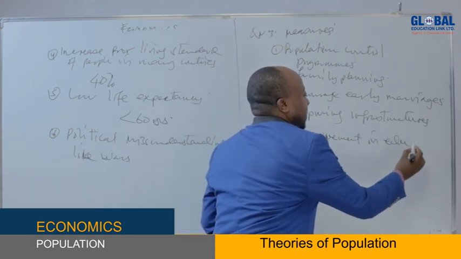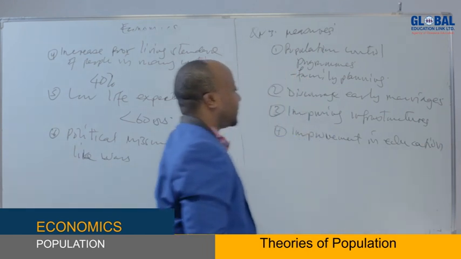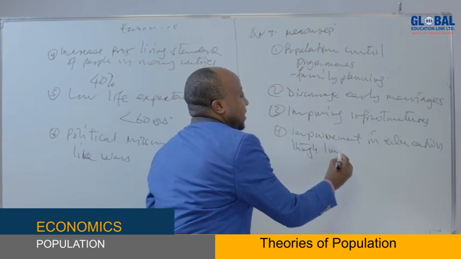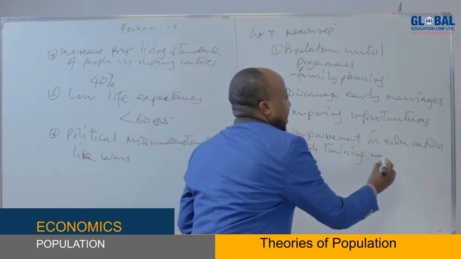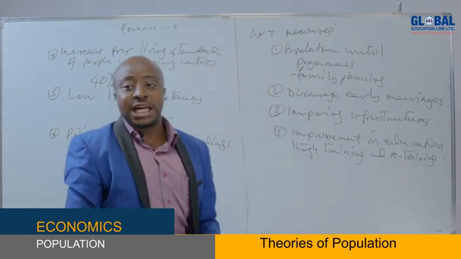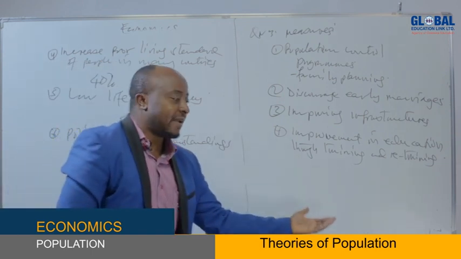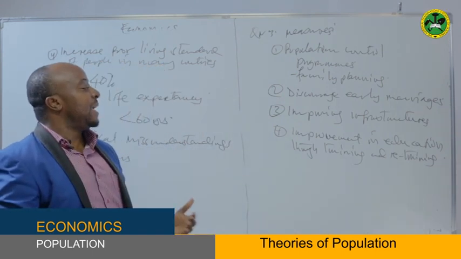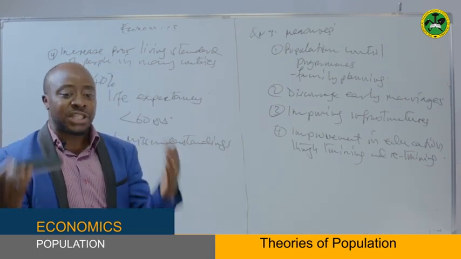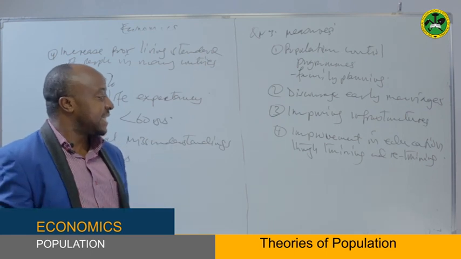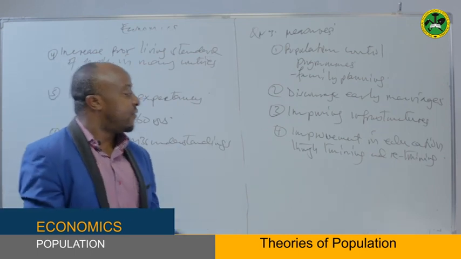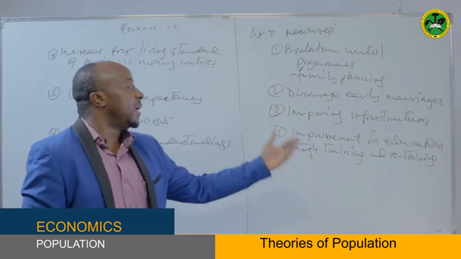Another measure we can use is improvement in education through training and retraining. So we can retrain those people who are in work, who are in their own activities. They can be retrained to become more productive, to become more efficient, to increase production and efficiency. But also those who are newly entering into jobs should be trained to become efficient and productive by training them in a good way.